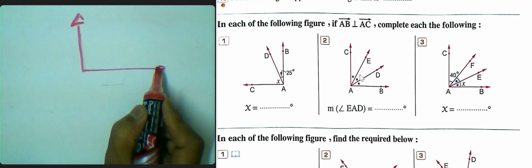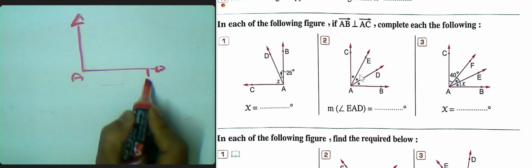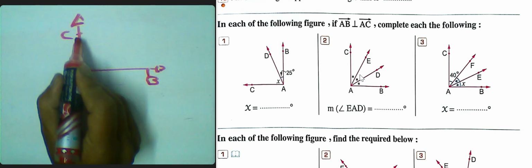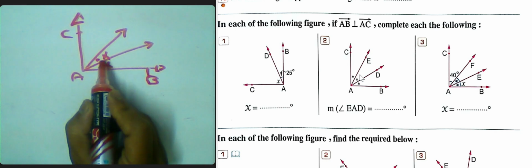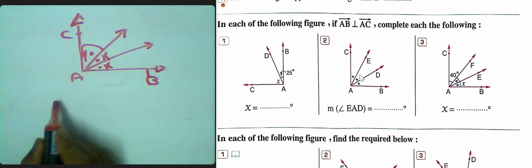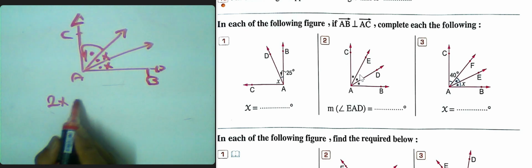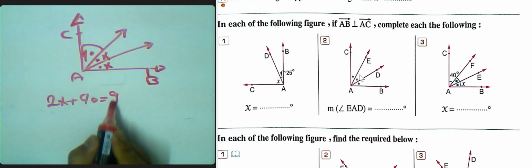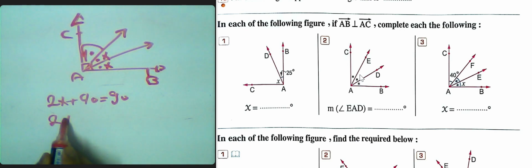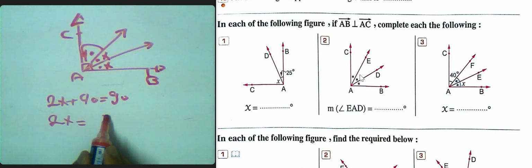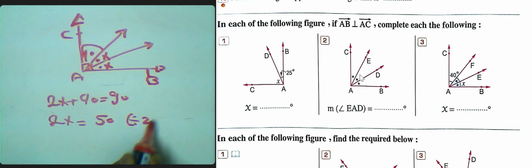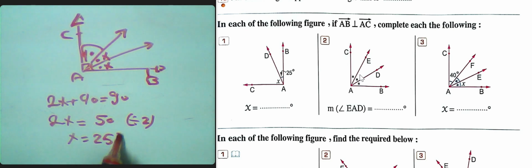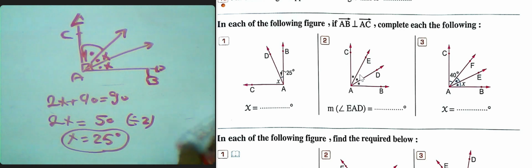Next example, we have angle ABC, and it gives us the bisector of this angle, equal x and x, and here was 40. Then x plus x plus 40 equals 90. Then 2x will be equal to 90 subtracted by 40, equals 50, and then divided by 2, the value of x equals 25 degrees.